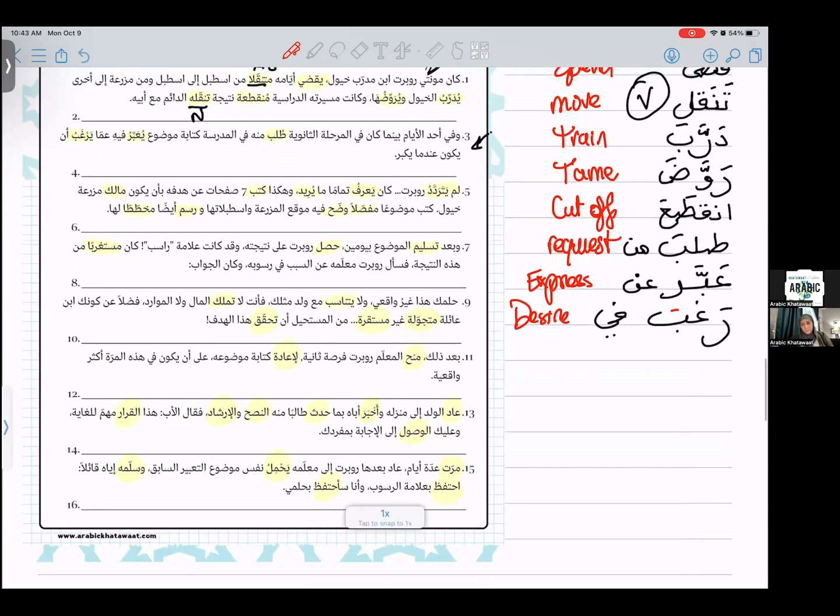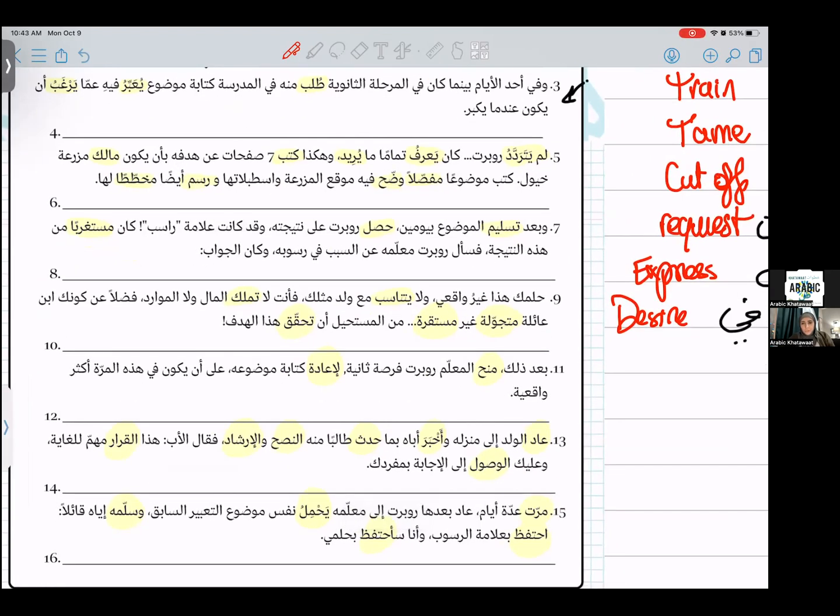Remember, the more you read, the more vocab you have. In order for you to learn how to create your own text or your own sentences, start reading simple stories.